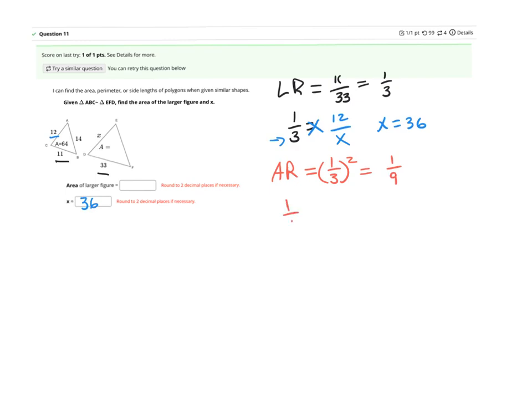Then I can set up a proportion using my area ratio of the areas of the two triangles. Since the smaller triangle has an area of 64, I need to find the larger one. Again, the 64 goes on top because that's smaller and 1 is smaller than 9. So when I cross multiply here, I'm going to end up with x is equal to 576.